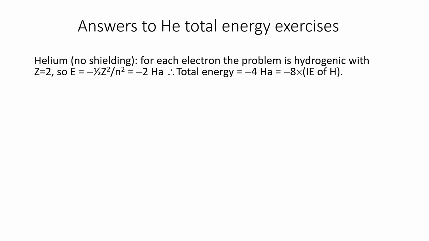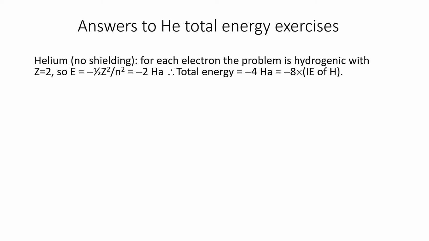Right, so looking at the answers now. First of all, if we neglect how one electron shields the other from the nucleus, if we forget the effect of one of the electrons, then we're back to a hydrogenic situation where we're imagining it's only a 1-electron atom. But of course you've got 2 protons in the nucleus, Z equals 2, and so putting that into our hydrogenic energy equation, the energy comes out as -2 Hartrees. That's minus a half Z squared over n squared. So Z is 2, squares to 4.